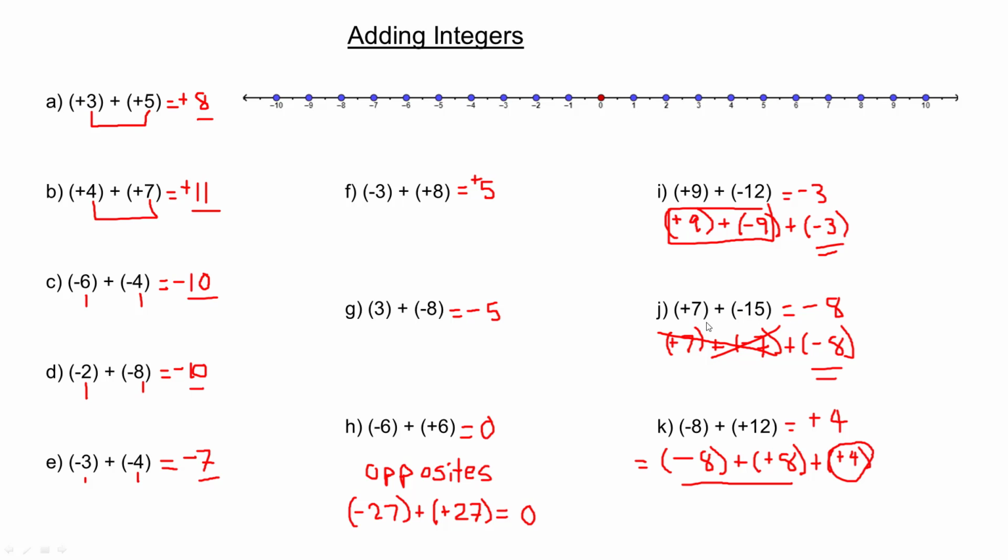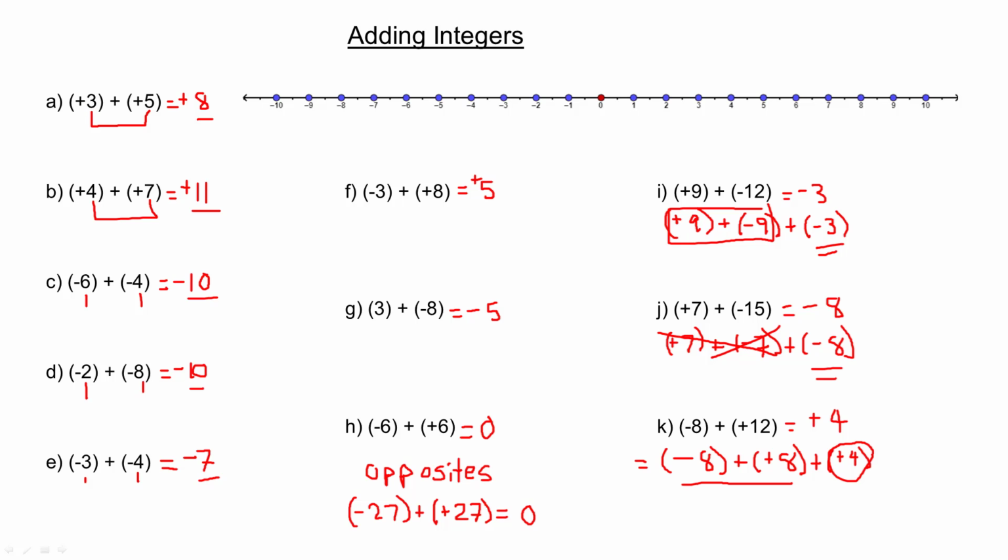This one, again, 1 positive, 1 negative. So we subtract 15 and 7 to get 8. And there are more negatives. In fact, there are 8 more negatives here than there are positives here. That's why it's negative 8. Last one here, we've got a positive and negative, opposite signs, we're adding. So 12 take away 8 is 4. And it's positive because there are 4 more positives here than there are negatives here.